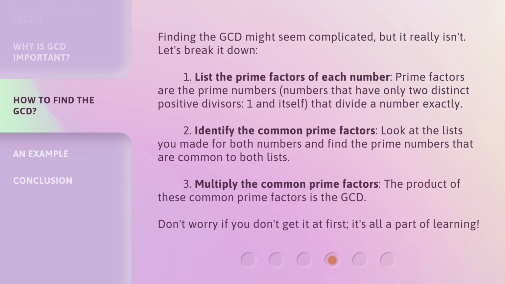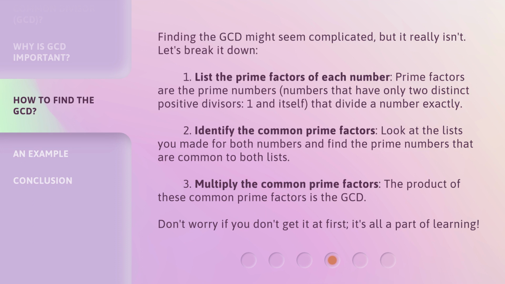Finding the GCD might seem complicated, but it really isn't. Let's break it down. 1. List the prime factors of each number. Prime factors are the prime numbers that have only two distinct positive divisors, one and itself, that divide a number exactly. 2. Identify the common prime factors.